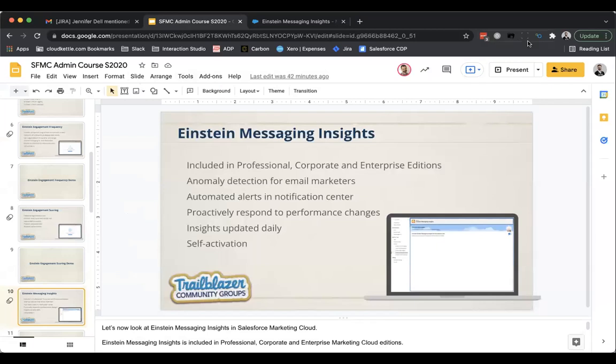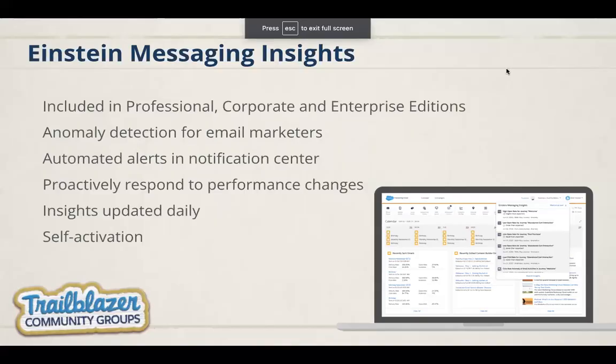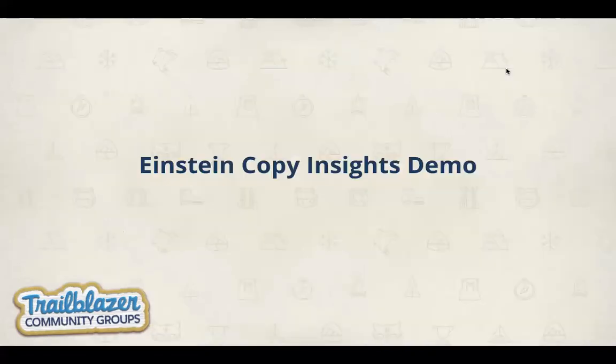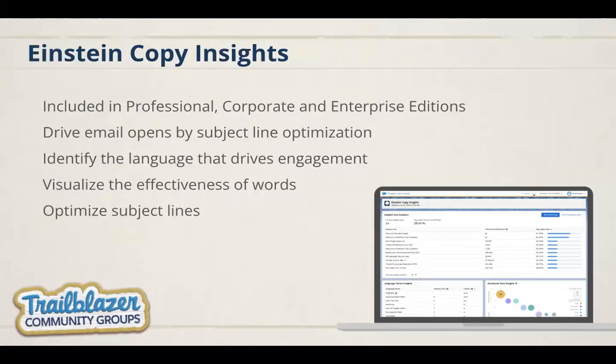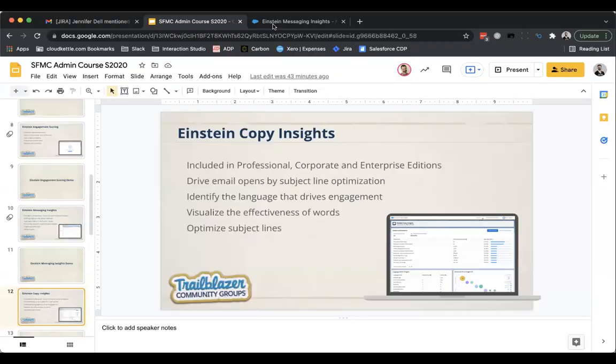So the next Einstein feature I want to cover today is Einstein Copy Insights. Einstein Copy Insights is included in Professional, Corporate, and Enterprise editions, and it enables you to see how your subject lines are performing and visualize the effectiveness of words used in your subject lines, and in turn provides language factor insights so you can optimize your subject lines. Let me quickly show you that.